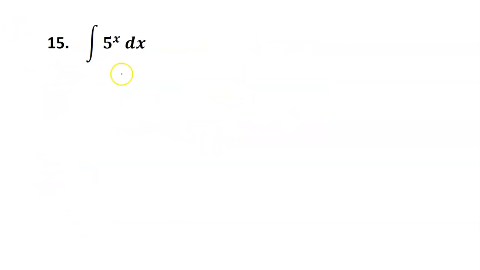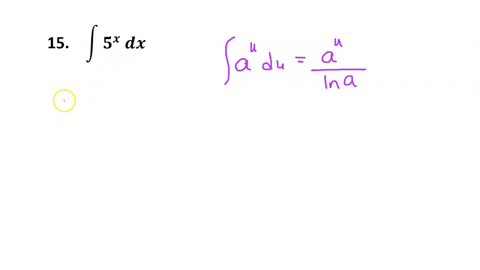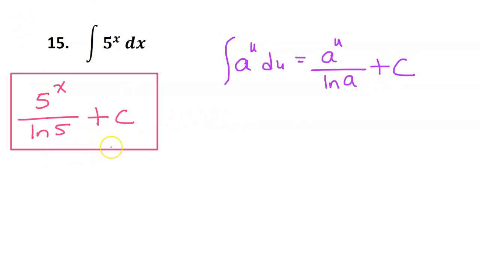Number 15 will just be the application of a memorized rule. The integral of a to the u du equals a to the u over natural log a. So we can apply this rule here, where a is 5. So we get a to the u, so that's just going to be 5 to the x, divided by the natural log of a, so the natural log of 5. I forgot the plus c. So of course this rule includes the constant of integration. So that's all there is to number 15.